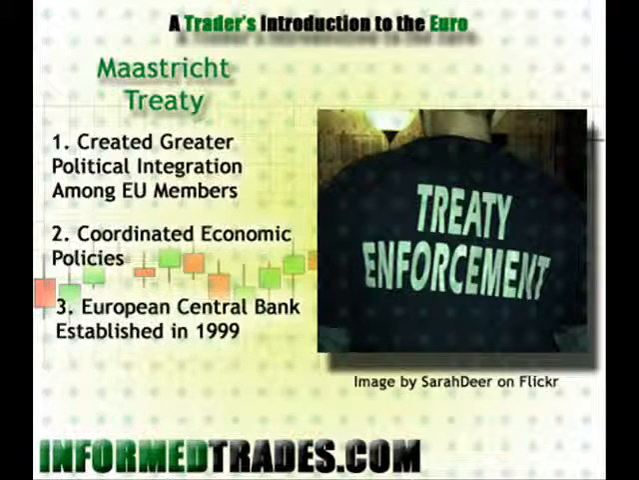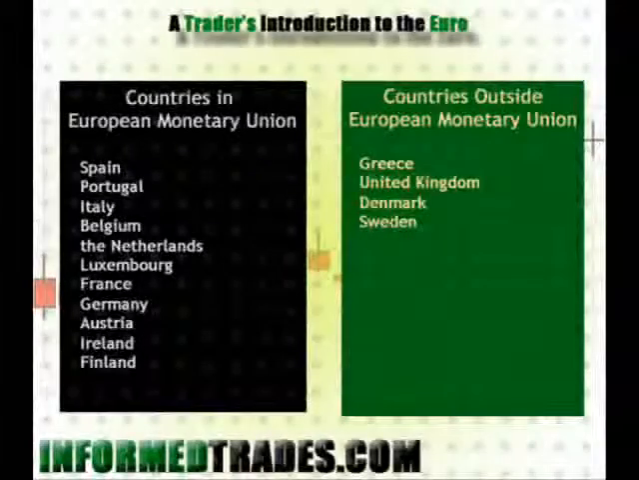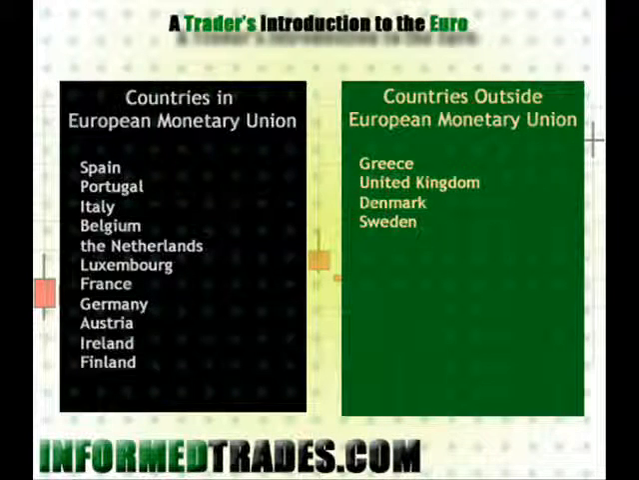Number three was, in 1999, the European Central Bank was established, and the 11 countries that you see listed here began to use the euro in electronic format only. These countries formed what is known as the European Monetary Union, which is comprised of countries who are members of the European Union and use the euro as their currency. Greece, the United Kingdom, Sweden, and Denmark, the other members of the European Union at the time, remained outside of the European Monetary Union for different reasons.